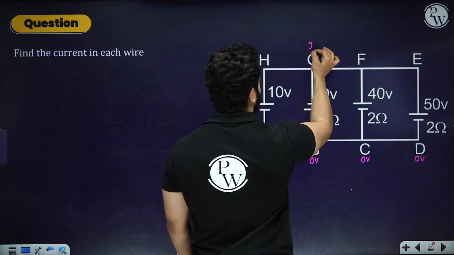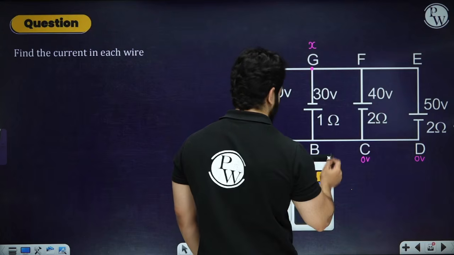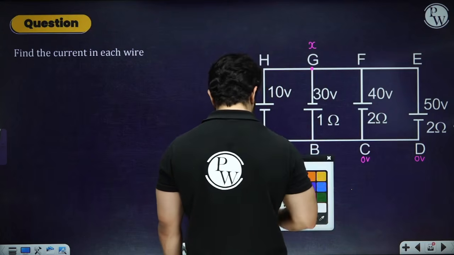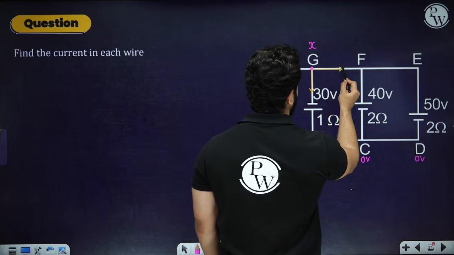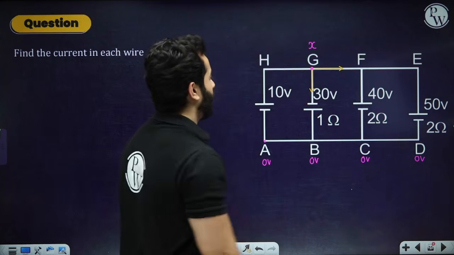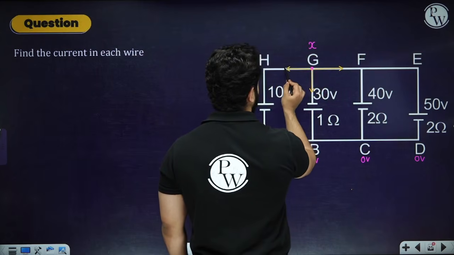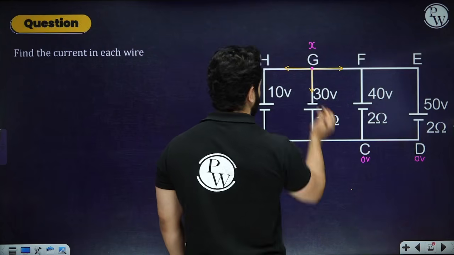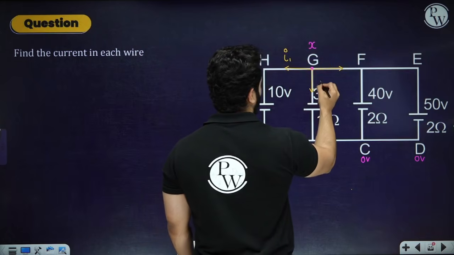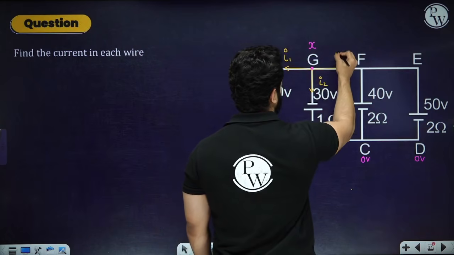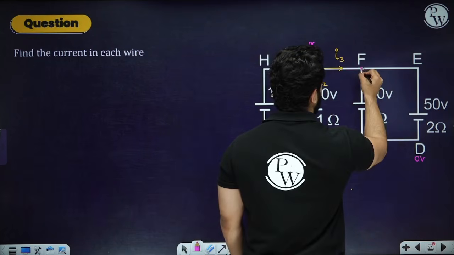Let's say this point has got X volt potential, and out of this X, let's say I2 current is going like this, I3 current is going like this. Let's suppose two things. This is I1, I2 and I3. And then again let's suppose that this point has got some potential Y.